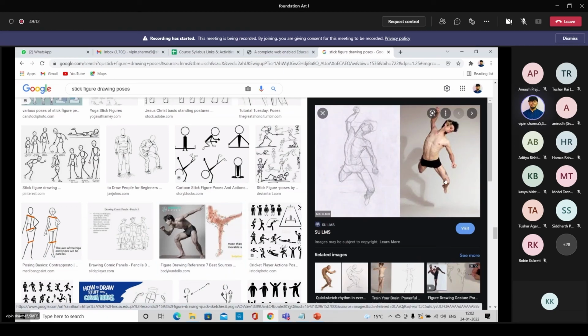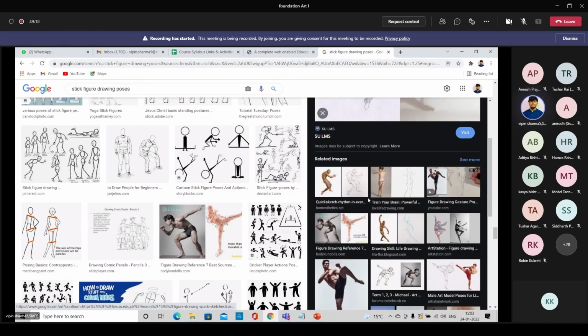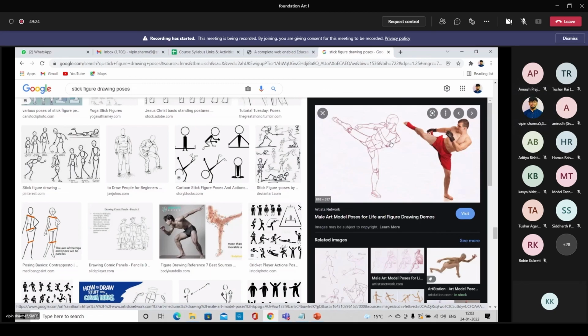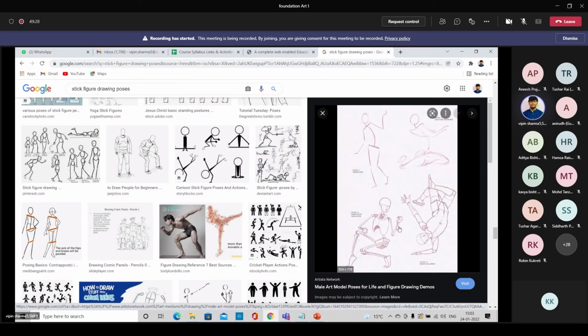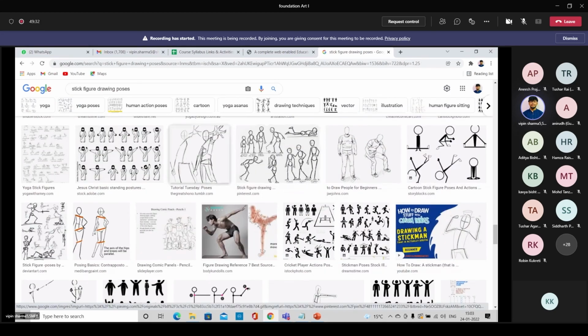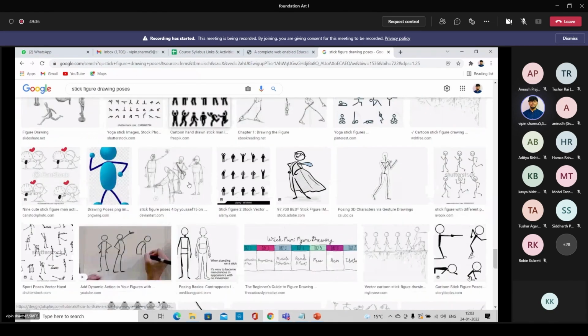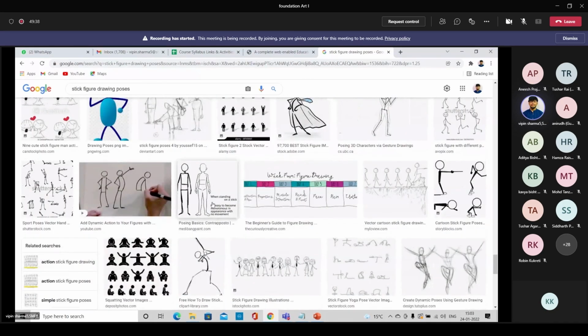So you can take foreshortening. The leg is going to be foreshortened, the hand is going to be foreshortened, the thigh and the leg are going to be foreshortened. So in this way you can find lots of poses with the foreshortening drawing. So try to capture the pose, see the action poses, right? And you can design different stick figure drawings. So you have to draw at least a minimum of 5 different poses with the stick figure.